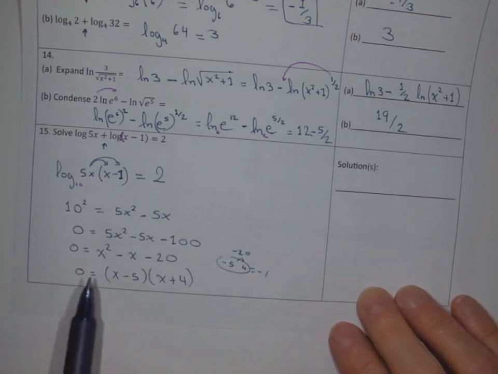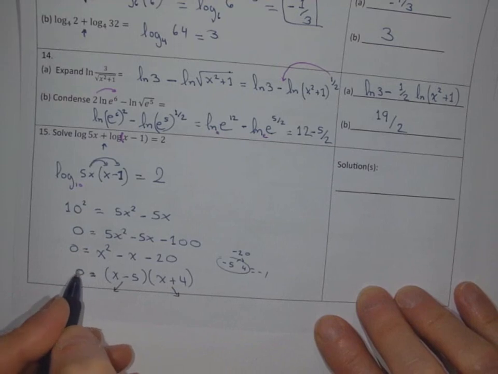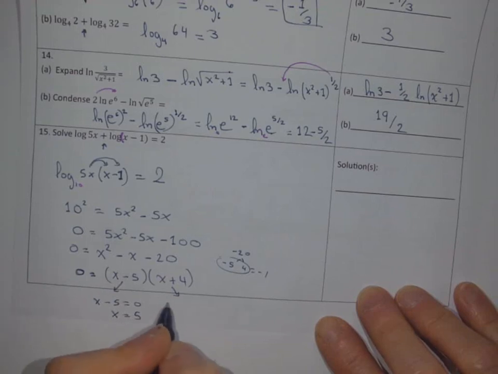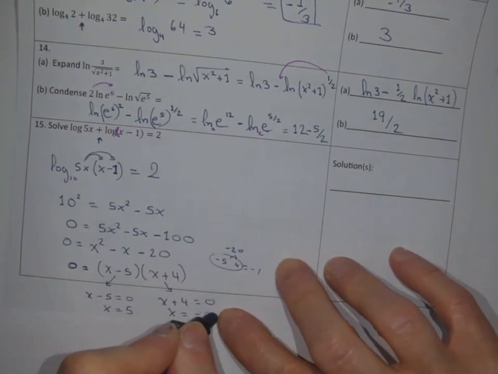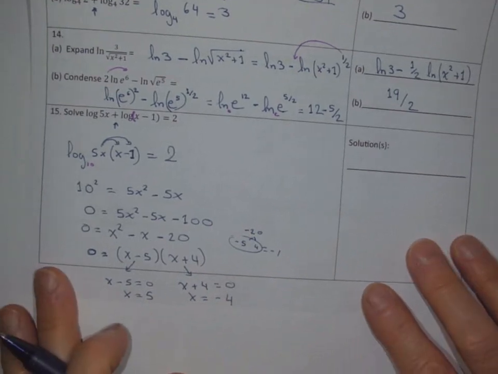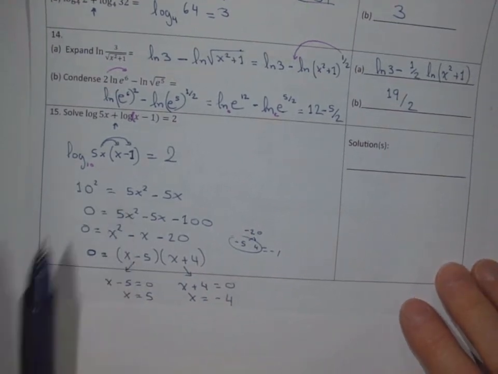And we, remember, want to solve. So now we're going to set them separately equal to 0. So x minus 5 equals 0. Therefore, x equals 5. And x plus 4 equals 0. Therefore, x equals negative 4. Oops. I was thinking about my 5 over there and I wrote 5. x equals negative 4.